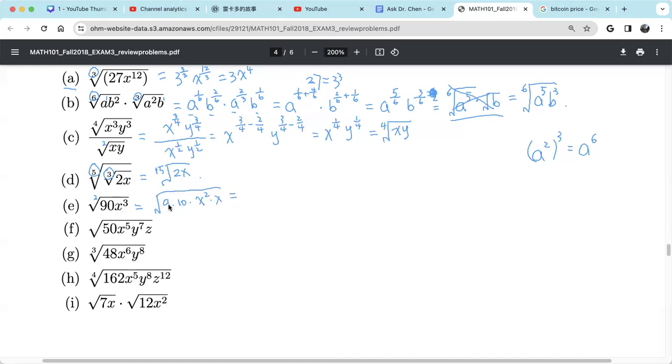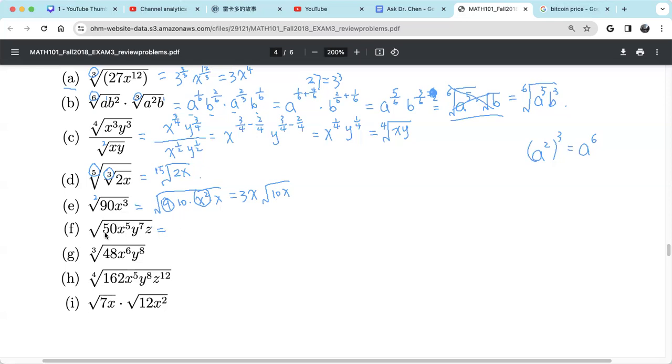Right, now we know the square root of 9 is 3, and the square root of x squared is x. So inside we have 10x, still under the square root. Right, because the square root of 9 is 3, and the square root of x squared is x. So those two become 3x, but we still have 10x under the square root. Let's see, F.